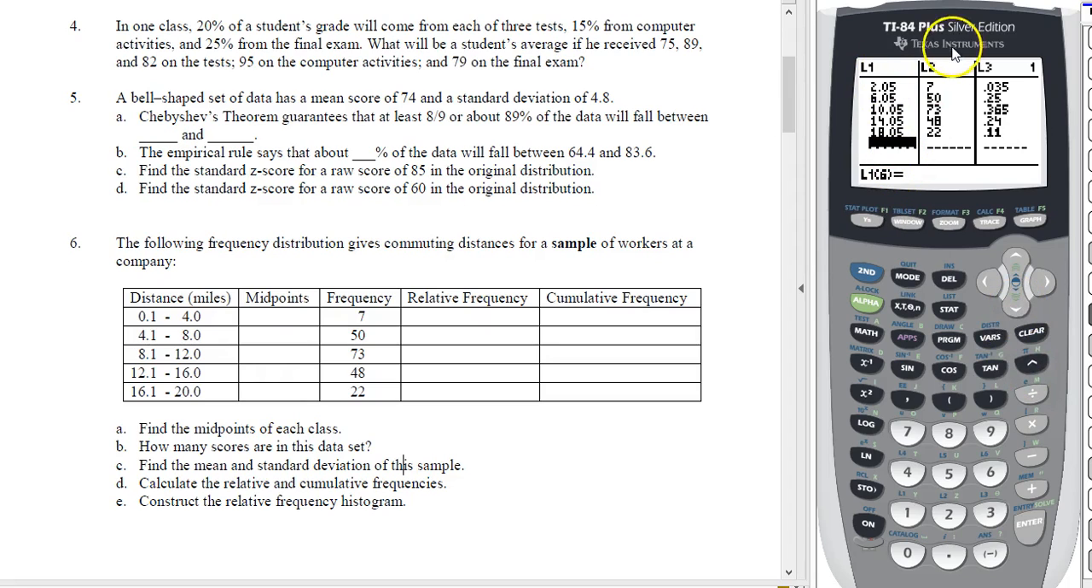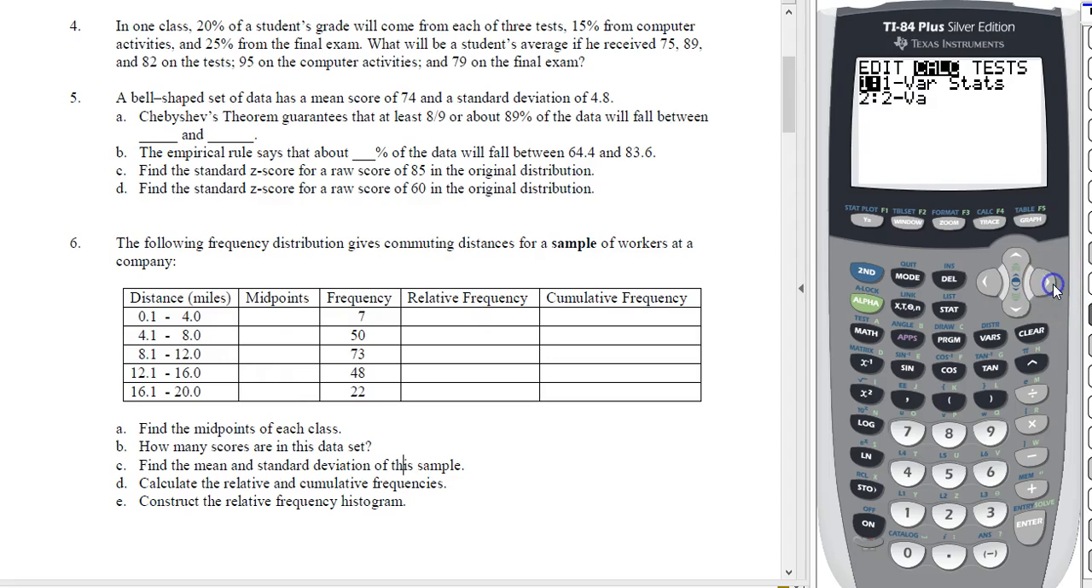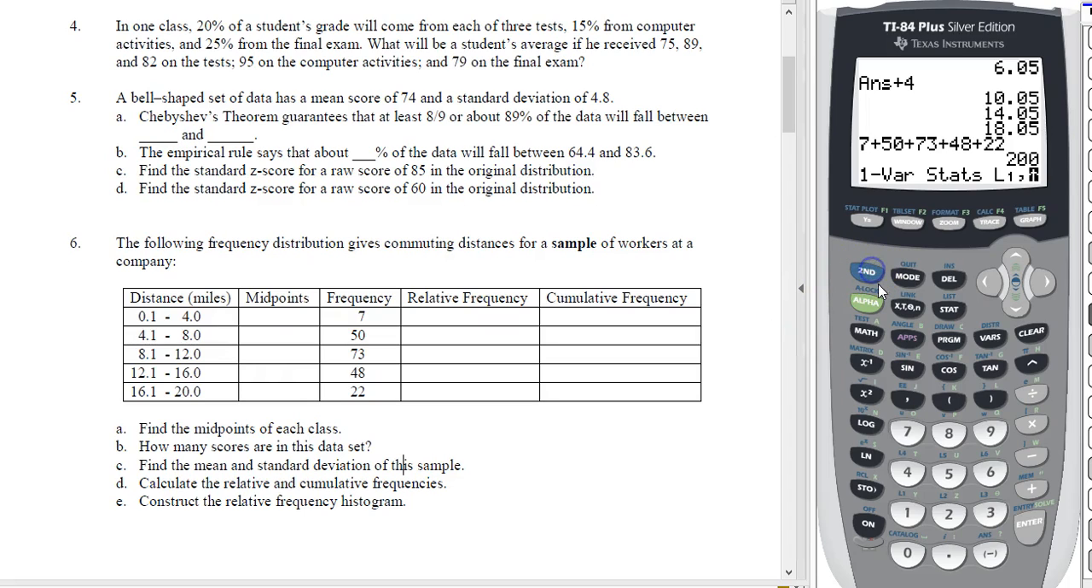We've got the midpoints in list 1 and the frequencies in list 2. That's what you want to have to get mean and standard deviation from a frequency distribution. Midpoints in list 1, frequencies in list 2. Then you go to your stats, over to calculate, 1-Var Stats, and just like the weighted mean, this is where you need to tell it to use list 1 for the data. That's the midpoints in this case, and then comma, unless you have that extra screen that asks for the frequency list, and tell it to use list 2 for the frequencies, and then enter.